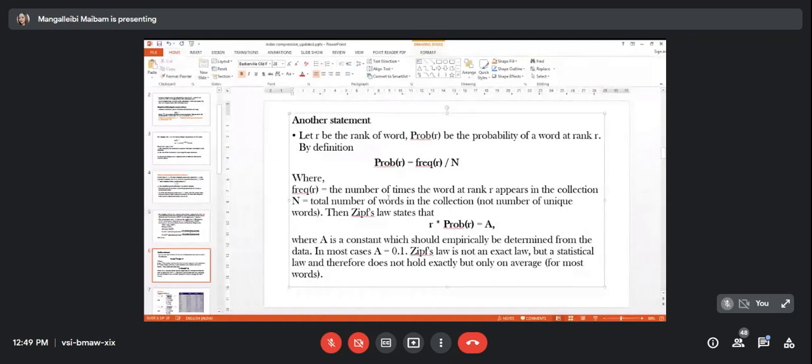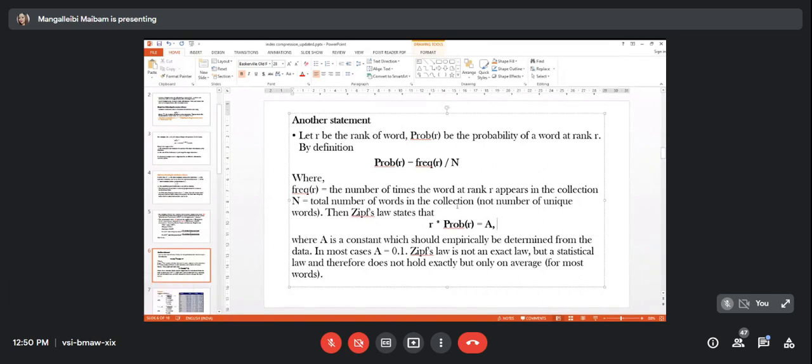Here, frequency of R is the number of times the word at rank R appears in the collection, and N is the total number of words in the collection, not the number of unique words. N means the whole collection, the total number of words. Unique words would be, say, appears, rank, at, word. But if "the" is also counted each time it occurs, then that is the total number of words in the collection.